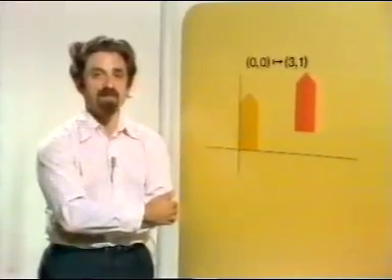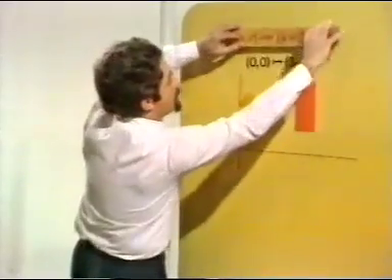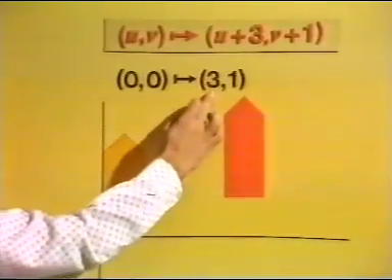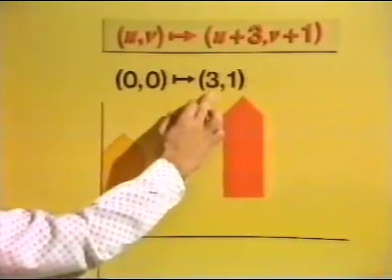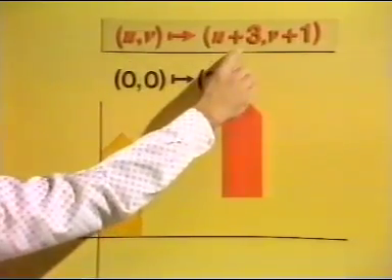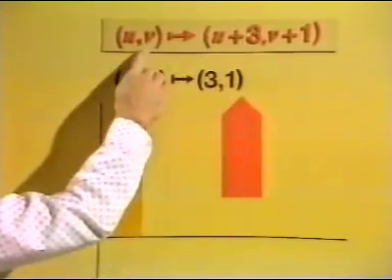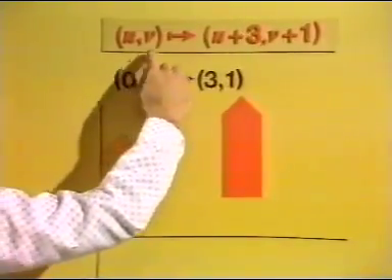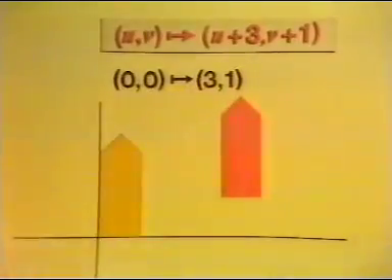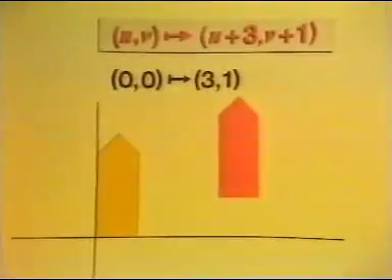Well, first we need a symbol for it. I'm going to use UV. Now, this 3 tells us that the first coordinate, u, is increased by 3 to become u plus 3. And this 1 tells us that the second coordinate, v, is increased by 1 to become v plus 1. So uv goes to u plus 3, v plus 1, and we've got a symbolic form of the rule.